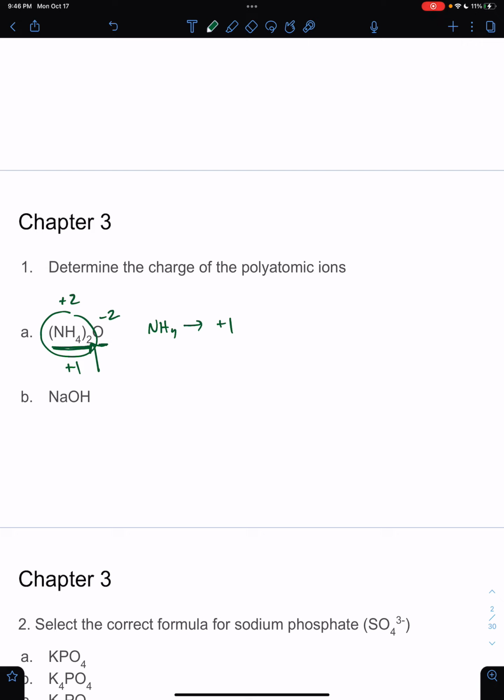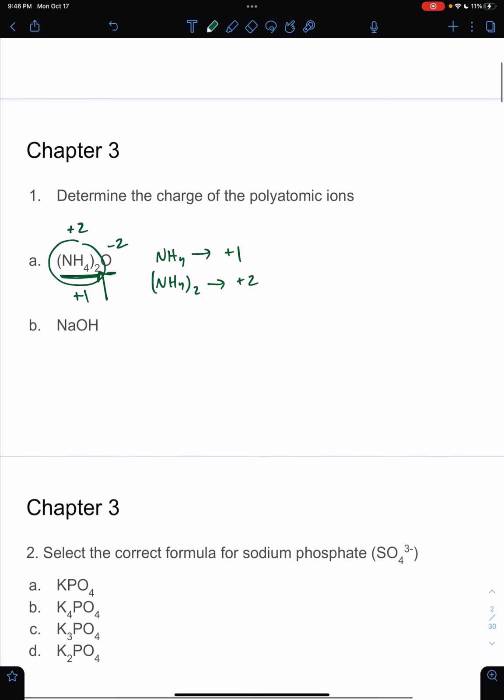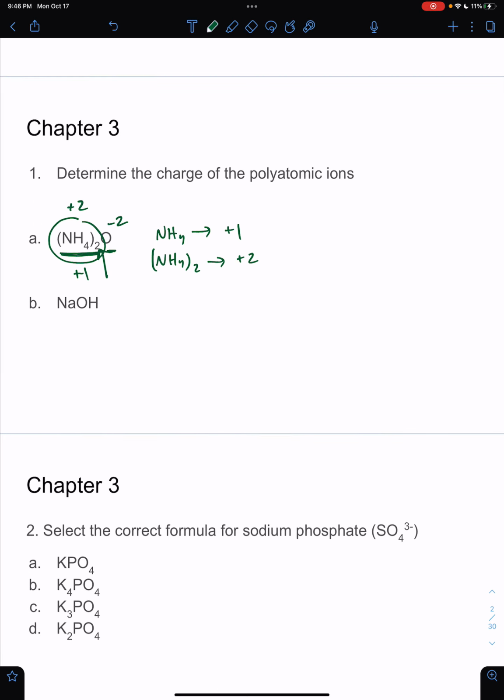Or if she's asking you the total charge, that would be a +2 charge. So just read the question carefully and decide your answer based on what she's asking you. Okay, and then moving on to the second one, we have the polyatomic ion hydroxide.